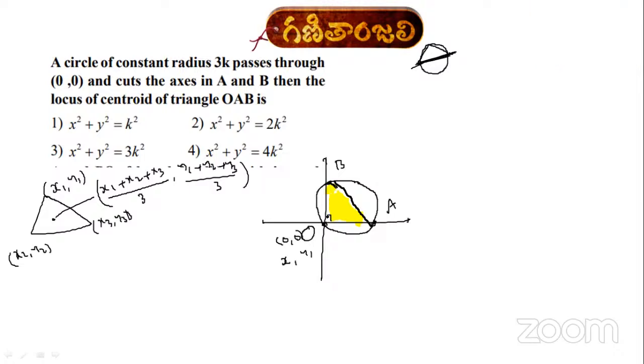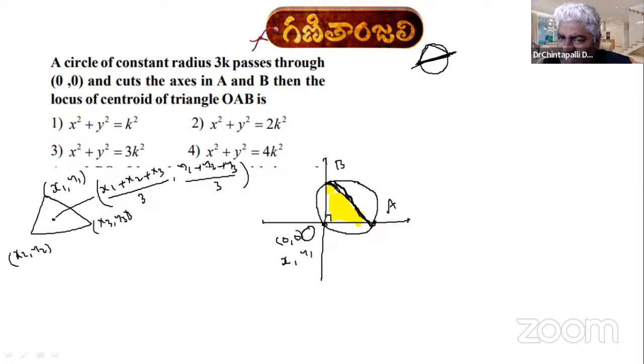The angle between the x-axis and y-axis is clearly 90 degrees, isn't it? So this becomes 90 degrees, therefore it is a right angle triangle. Here a right angle triangle is inscribed in a circle. So the hypotenuse must be the diameter of the circle, right? And it is given the radius is 3k.